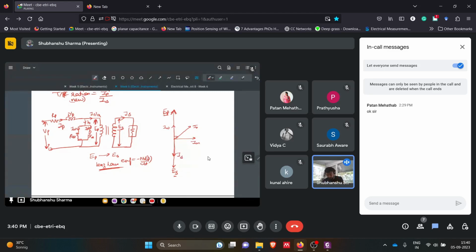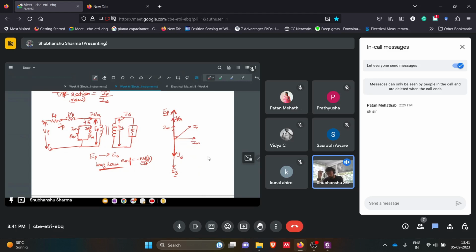Okay. So this is IS. Now if we talk about IS by A, that is the reflection of IS in terms of primary. What will it be? It will be somewhere here, 180 degrees here. This will be IS by A.